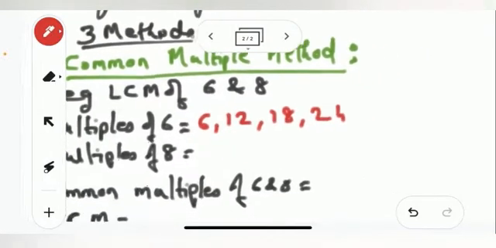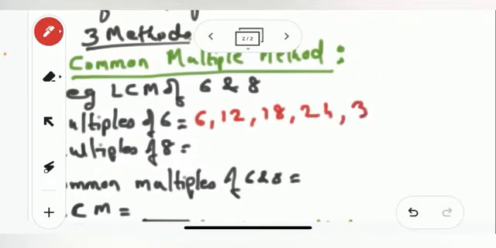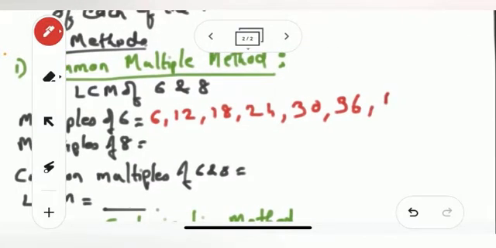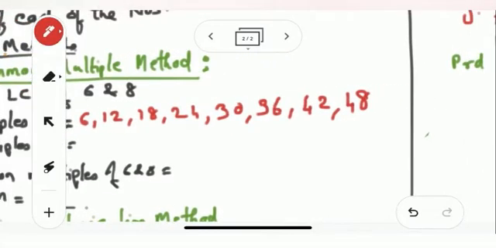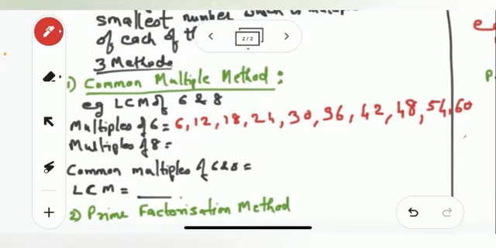24, 30, 36, 42, 48, 54 and 60. So these are the multiples of 6. Second, we'll find the multiples of 8.